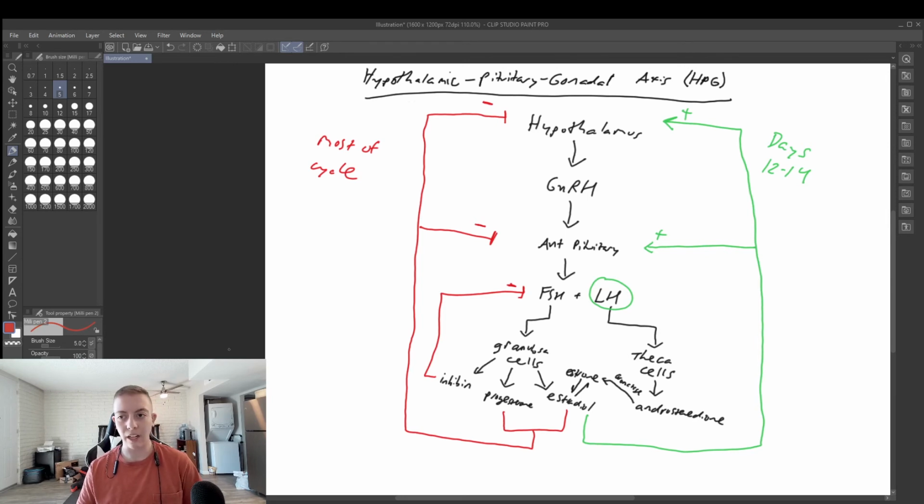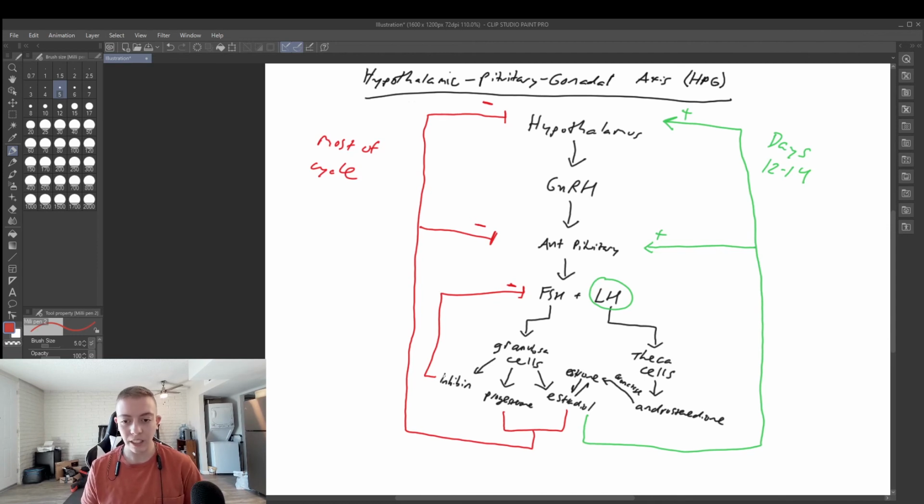I'm going to once again kind of ignore this side over here. But most of the cycle, we have the hypothalamus, which is going to increase GnRH, goes to the anterior pituitary, which is going to stimulate release of FSH and LH. LH is going to trigger the theca cells to produce androstenedione, which is converted by aromatase to estrone. Estrone is converted to estradiol. The granulosa cells triggered by FSH to secrete inhibin, progesterone, and estradiol.